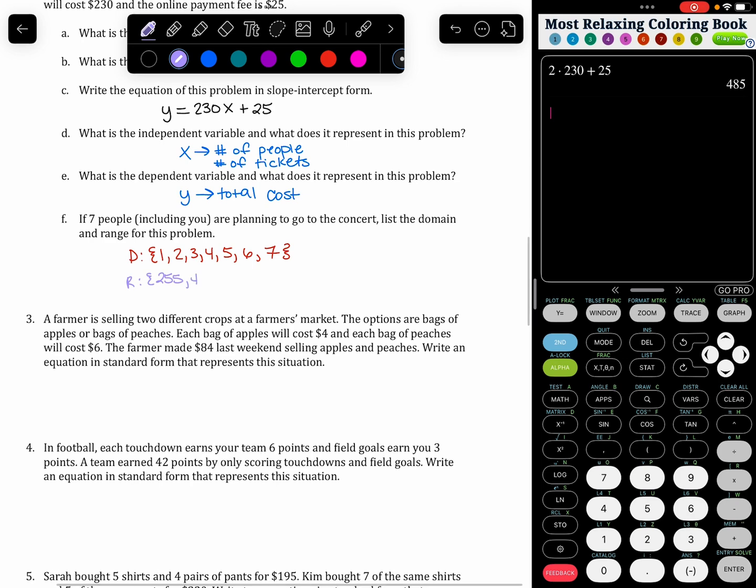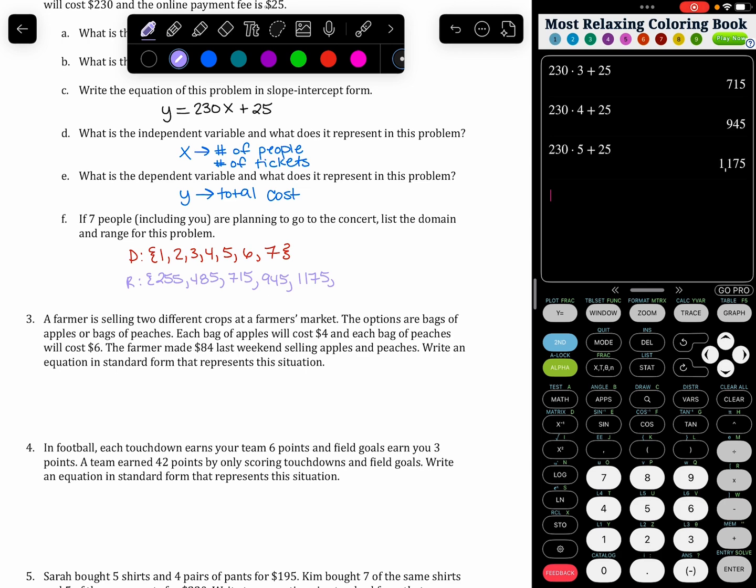Okay, and then 2 times 230 plus 25 is 485. And then 230 times 3 plus 25 is 715. 230 times 4 plus 25 is 945. Man, these are going to be expensive.